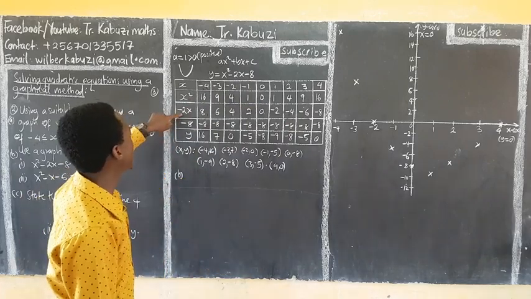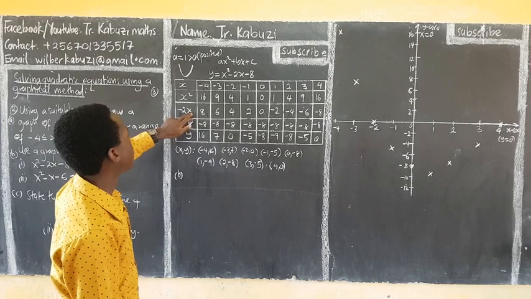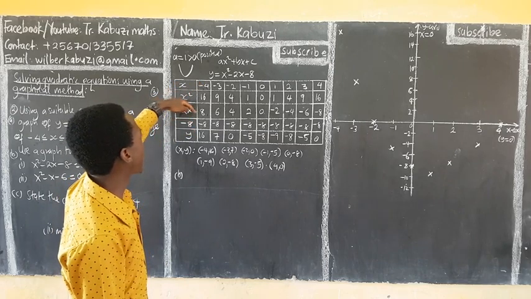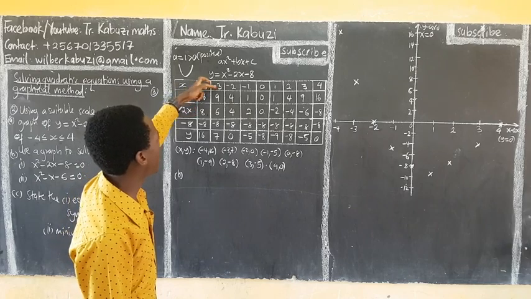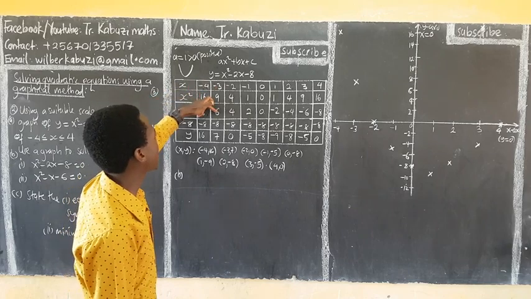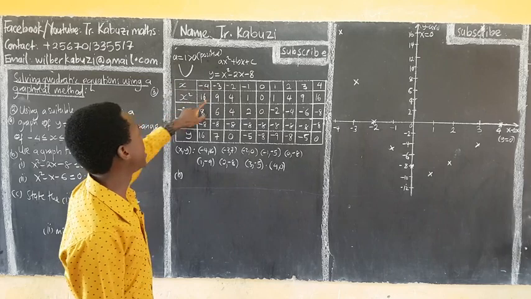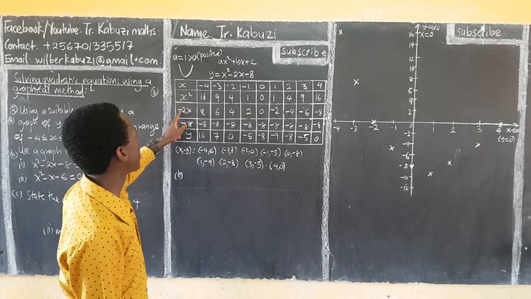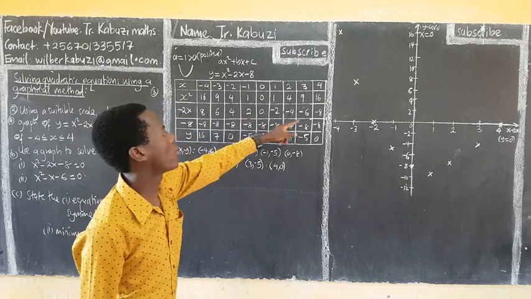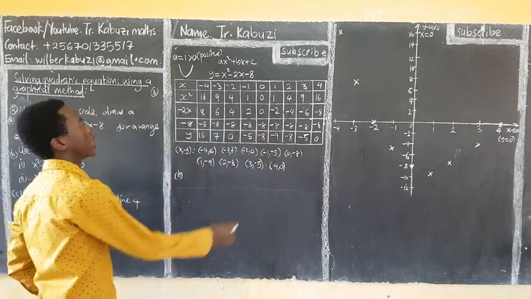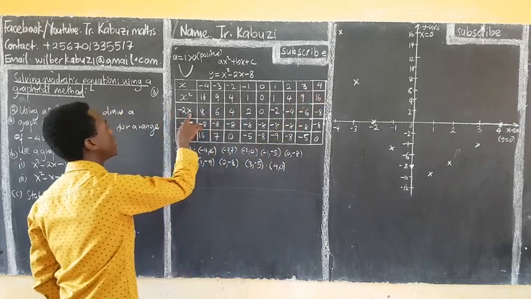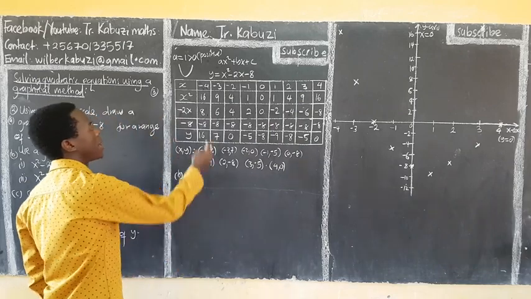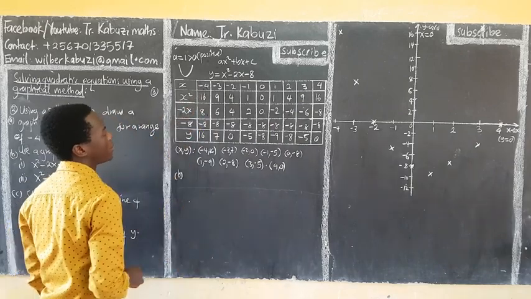Then here, to get -2x, multiply -2 with the x value. So my x value is -4. When I multiply with -2, I get +8. -3 times -2, I get 6. -1 times -2, I get 2. Up to when you complete that row. Then 4 times -2, we have -8. These ones are positive because a negative times a negative is positive.